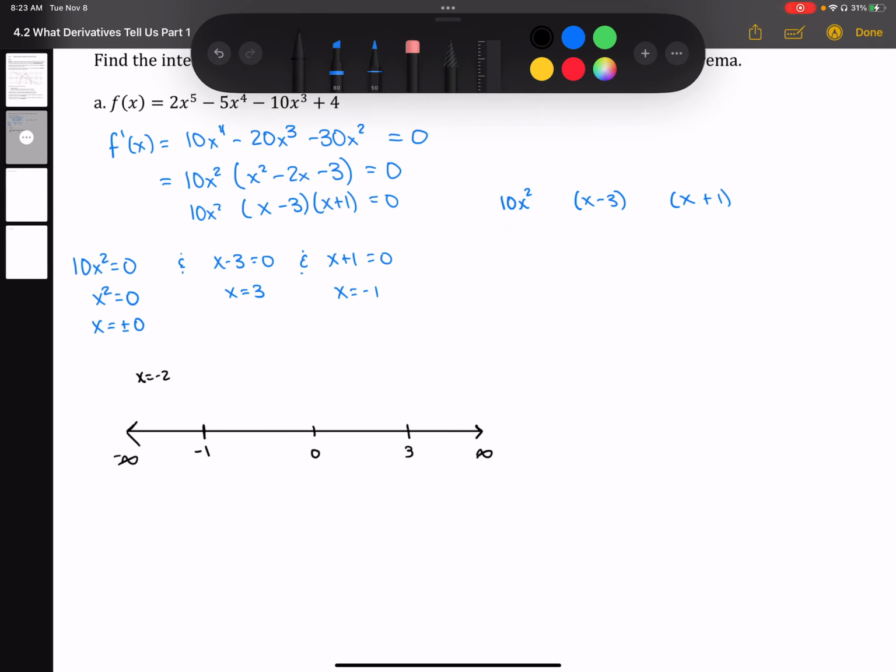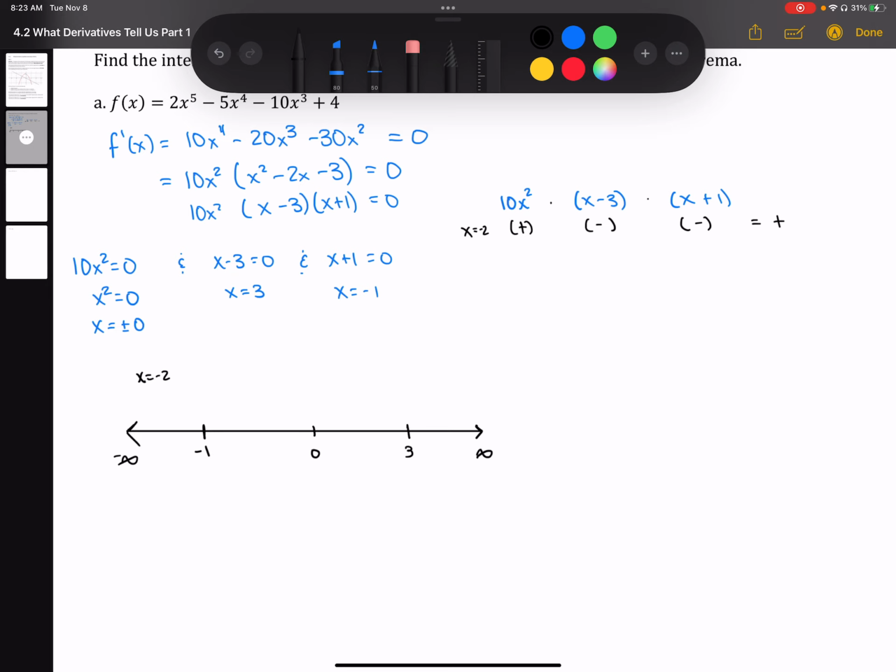So you could substitute this value into the derivative and record the sign. It is a lot easier if you just consider the product of the signs of the factors. So here, if x is -2, 10x squared is going to be positive, x minus 3 is going to be negative, and x plus 1 is also going to be negative. So when I multiply those three numbers, I get a positive. We don't care what the number is. We just care that it's going to be positive.